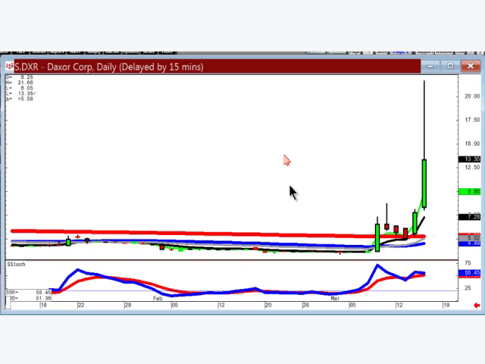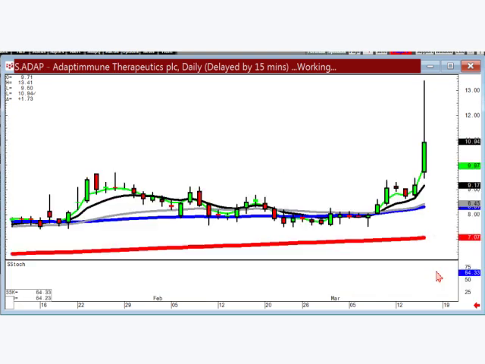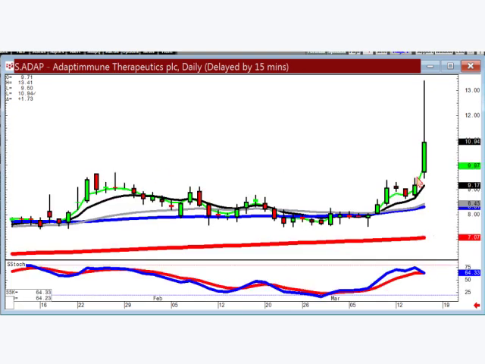So anyways, ADAP. Look what's happened here. Big breakout. Now what is this up here? After a fry pan bottom breakout. What do we expect coming out of a fry pan bottom? A very strong price move.